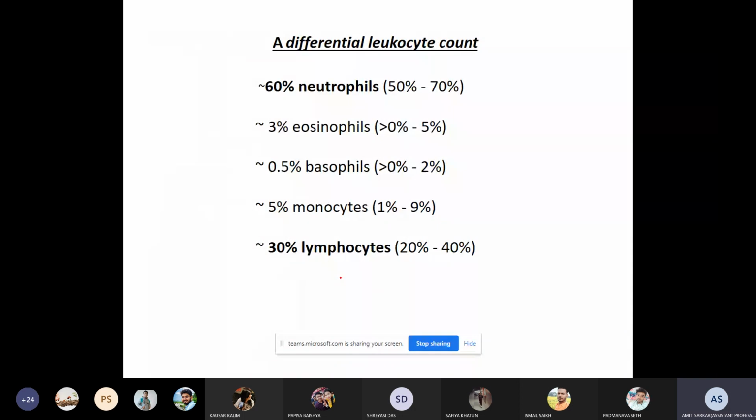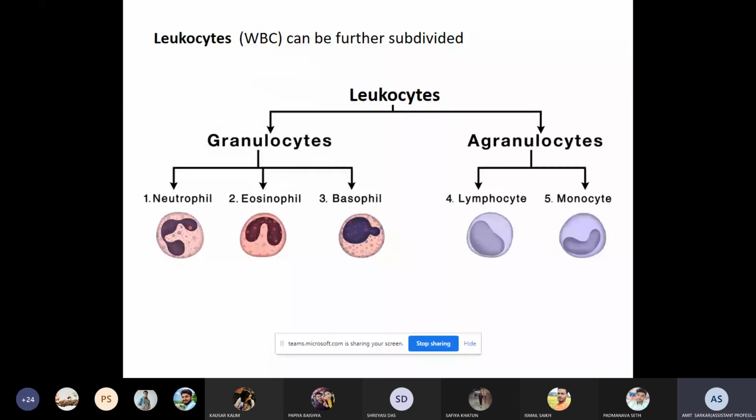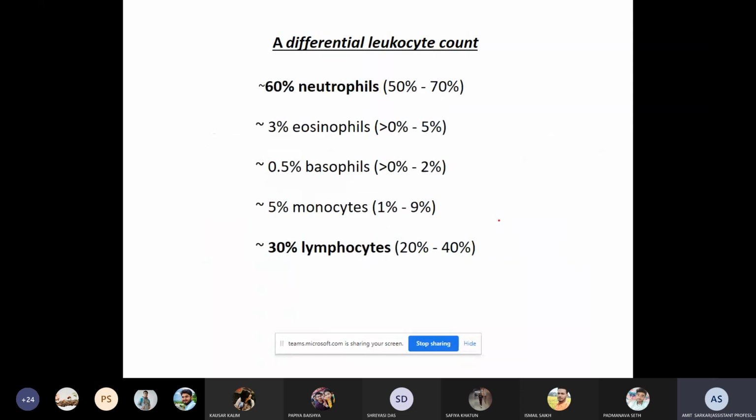Now, generally, for a healthy person, the maximum number of white blood cells found in our blood is neutrophil. About 60% on average, with a range of 50 to 70%. The second one is lymphocyte. So one coming from the granulocyte part, neutrophil, 60%, and then 30% is lymphocyte. The range is about 20 to 40%. The other three, eosinophil, basophil, and monocytes, their percentage is pretty low.